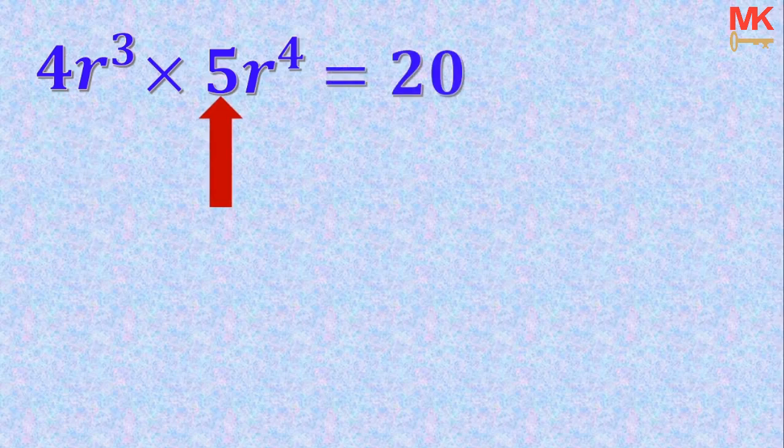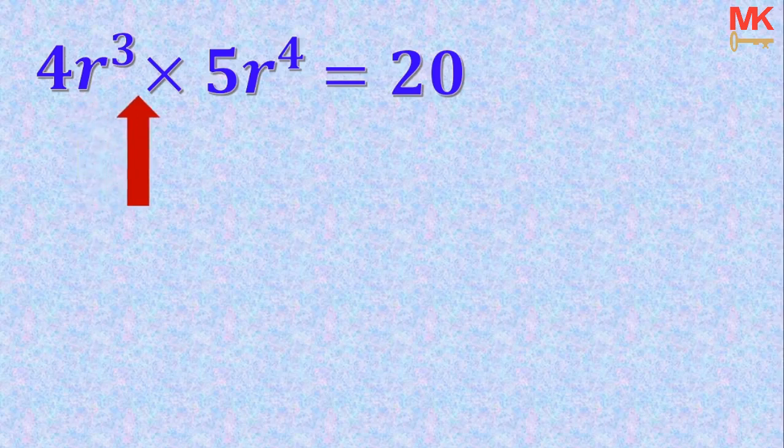Now the first thing we'll have here is that the number 4 will multiply the number 5, and that's exactly 20. Okay, and the letters will multiply themselves. So r raised to the power of 3 multiplies r raised to the power of 4, and that's r raised to the power of 7. So everything is 20r raised to the power of 7. Now let's see another example.